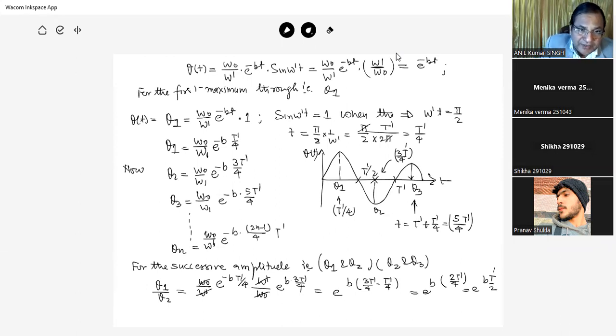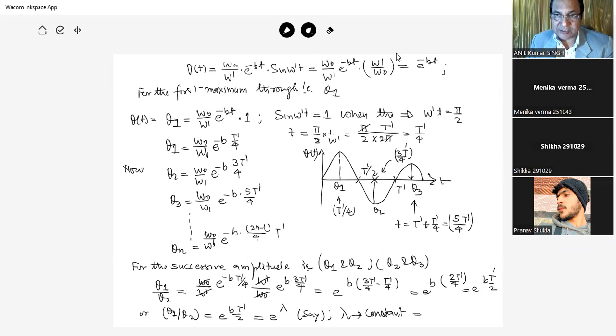And here we can consider theta 1 by theta 2 is equal to e raised to the power b t dash by 2, and this can also be written as e raised to the power lambda, say, where lambda is a constant. And this constant is how much? Lambda is equal to bt dash by 2.